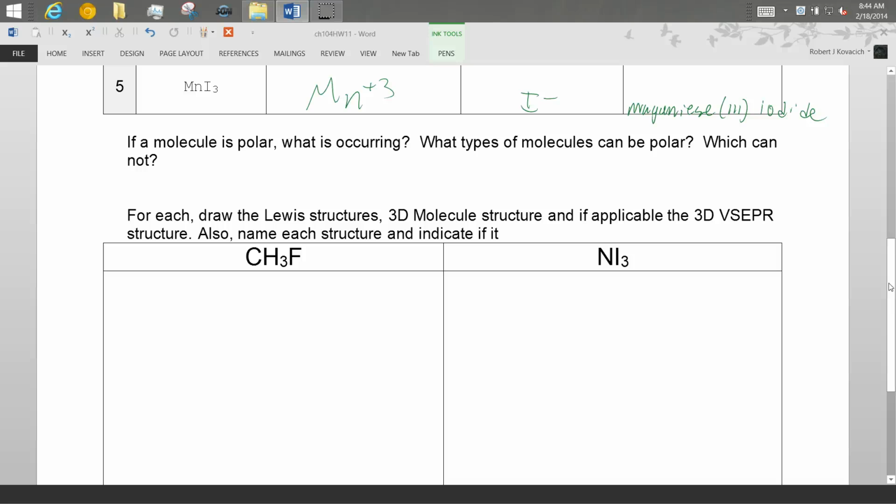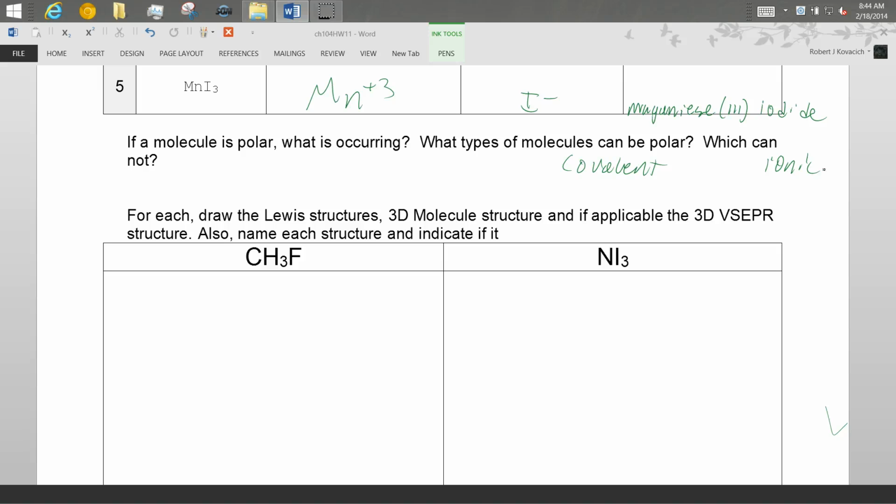So what kind of molecules can be polar? Only covalent ones, all right, so only covalent. And which ones can't? Ionic. Why not? Ionic is no sharing and covalent is sharing.